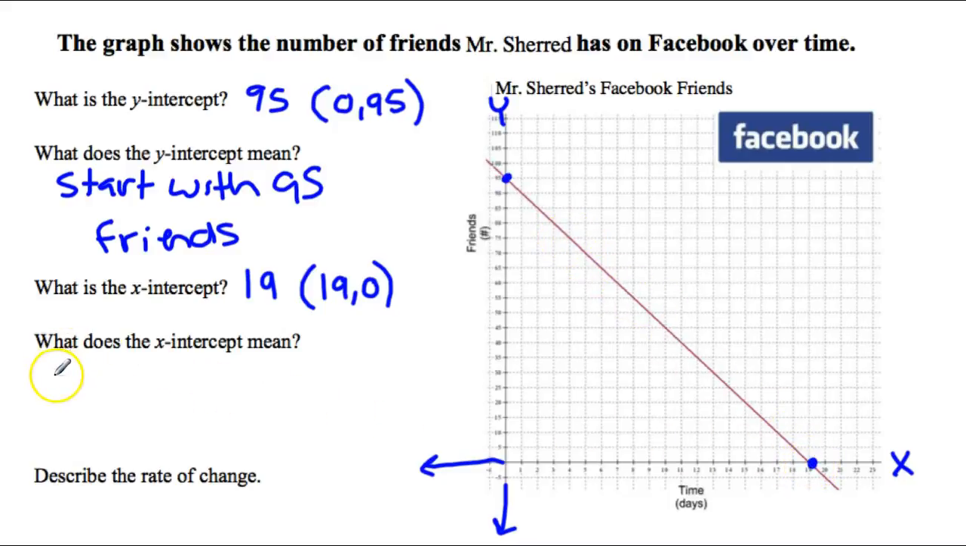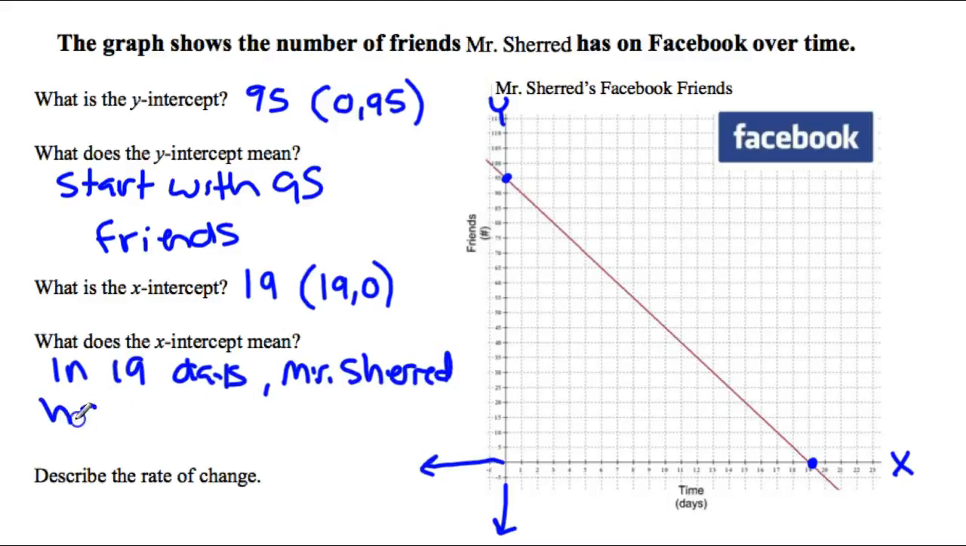So this means in 19 days, Mr. Sherrod has 0 Facebook friends. So for some reason, they were unfriending him. I don't know why. Figure it out. So in 19 days, he lost all of his friends.